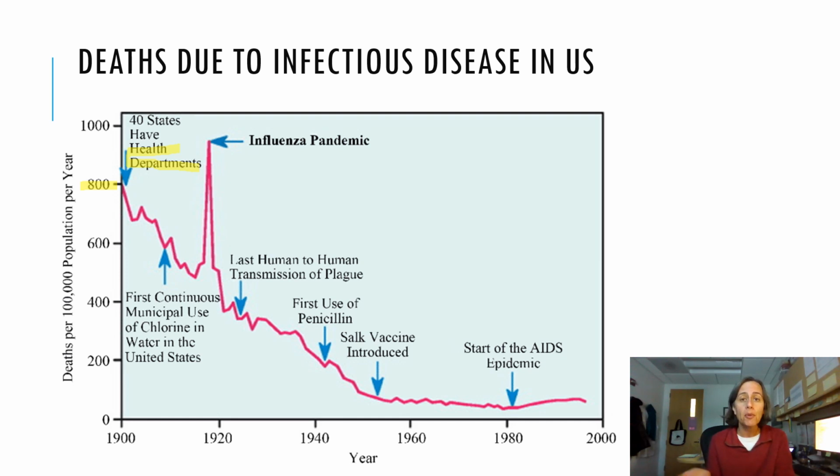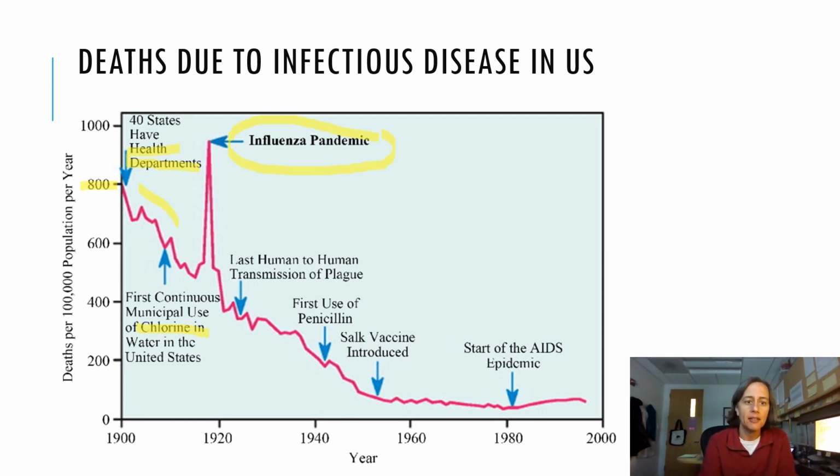And as you'll remember when we talked about the history of public health, early on it was mostly about infectious disease. And so we saw some improvements starting to happen. And then look, first use of chlorine to disinfect drinking water in the United States, right? So huge improvement. And then we had a really bad influenza pandemic in 1918, 1919.